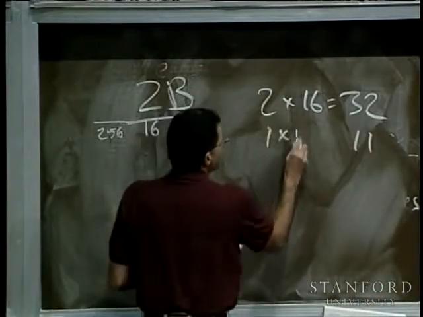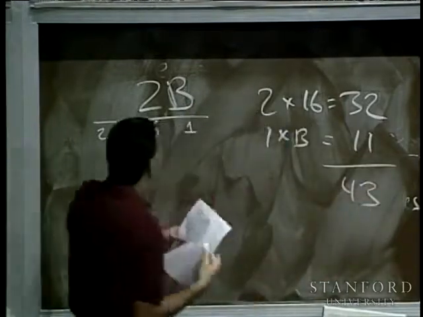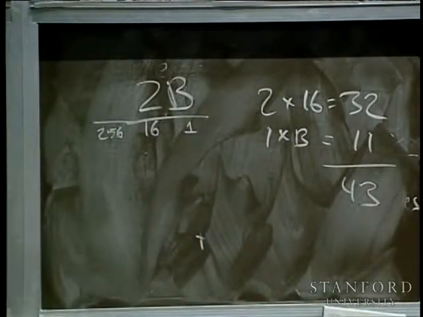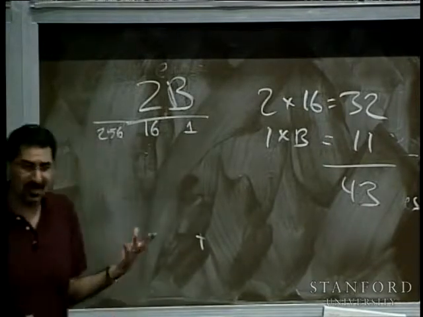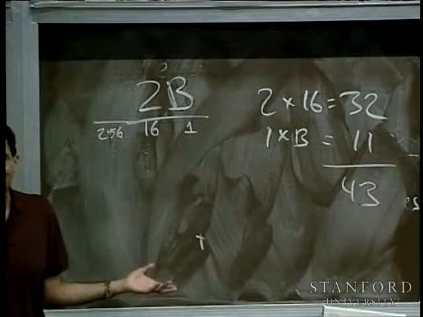So we have 1 times B, which is basically equal to 11. And what we get is 43. So 2B is actually the number 43 in decimal that we like to think of. Okay? So you might say, all right, Meron, that's great. Yeah, sure, whatever. Why are you telling me about this?